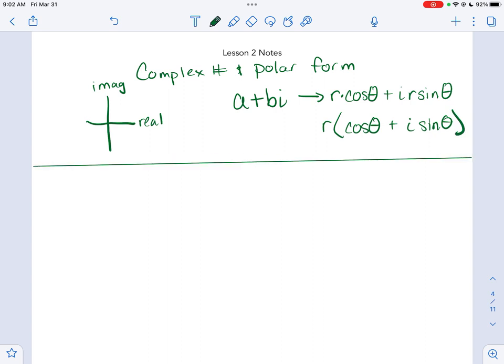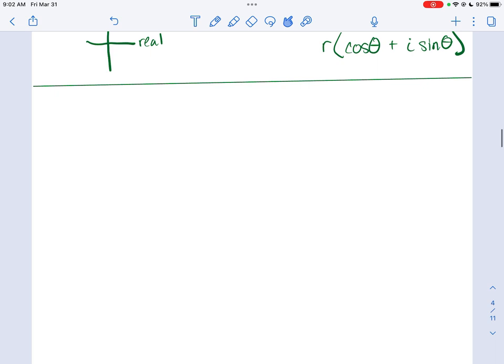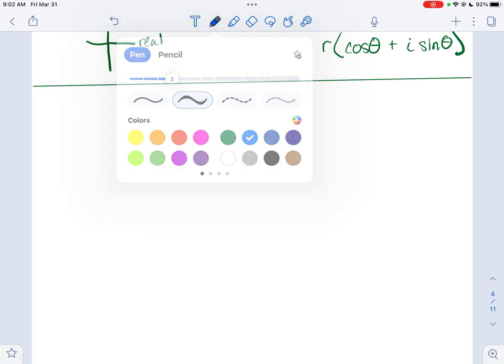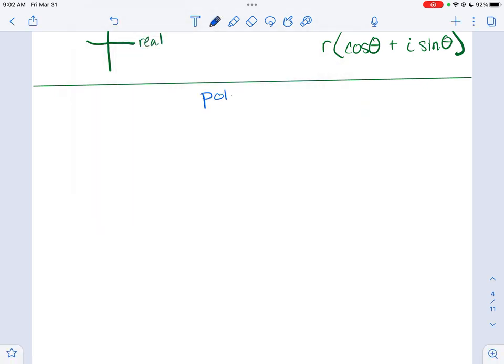Okay, so let's take a look at some examples here. If we need to go from polar to rectangular, we'll take a look at one in degrees first. So let's say we have 6.